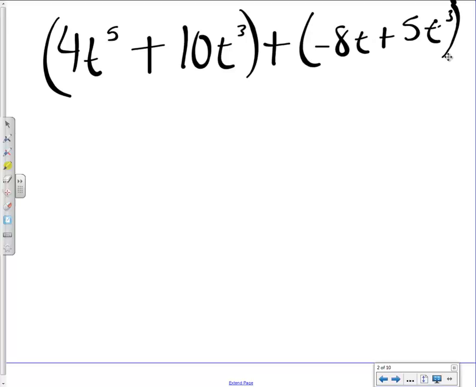I have 4t to the fifth plus 10t to the third, all added to negative 8t plus 5t to the third. Okay, so if we have problems that are in parentheses, what I need to do to get the parentheses gone is to distribute this to each piece that follows. This is a positive 1. So 1 times negative 8t is negative 8t, and 1 times positive 5t to the third is still positive 5t to the third.